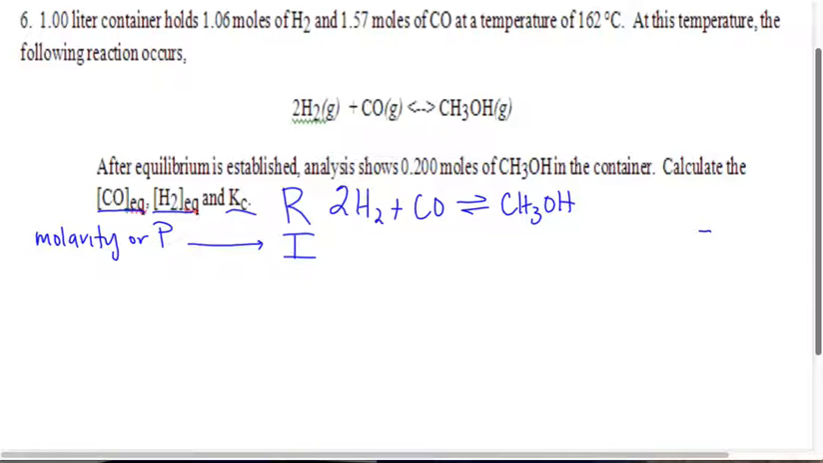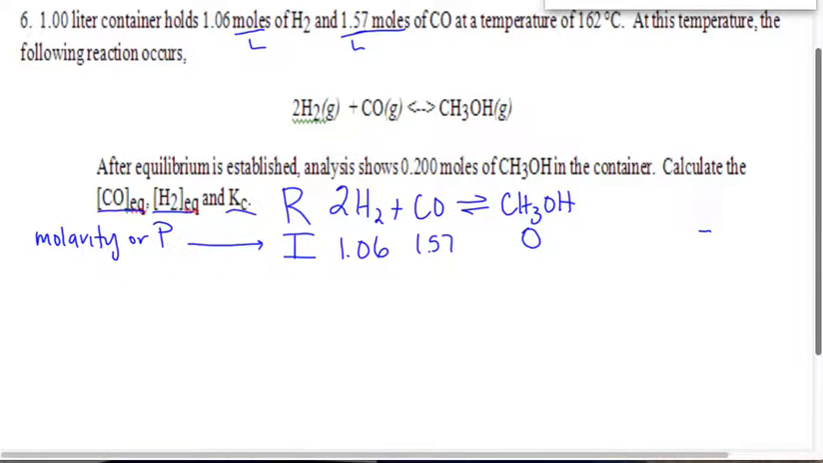We have 1 liter, right? So the moles over 1 liter is the concentration. In this case, these are actually moles per liter. So we can go ahead and put it in the RICE table. We initially have 1.06 moles of this and 1.57 moles of CO. That's all we're putting in from the start. Does it say we put in any methanol at the beginning? No, so we have zero of methanol.